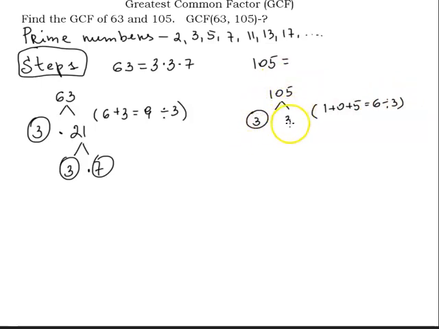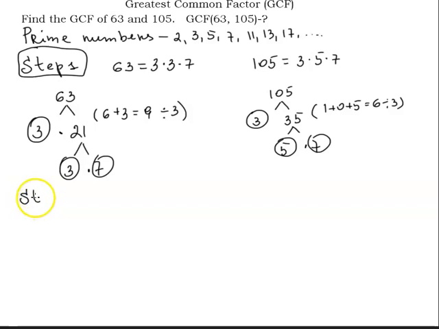I'll get 35. Now 35 is not even, not divisible by 2. It's not divisible by 3. It's divisible by 5, and it's 5 times 7. So 105 we broke into a product of 3 times 5 times 7. So step 1 completed. We factored each number completely.